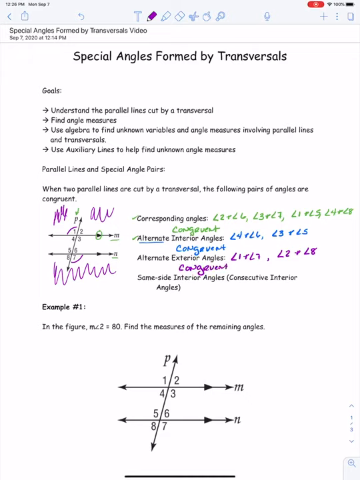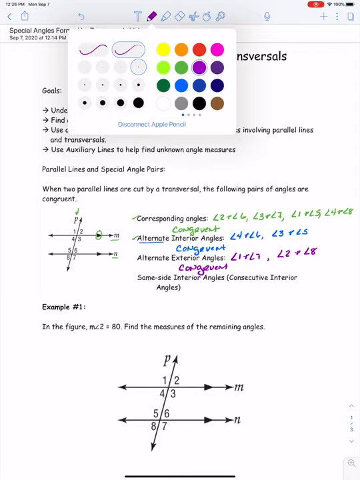Okay? They are congruent, which means they are equal. So we can use that when we are finding angle measures. So let's get rid of this. Now, we are going to talk about same side interior angles.